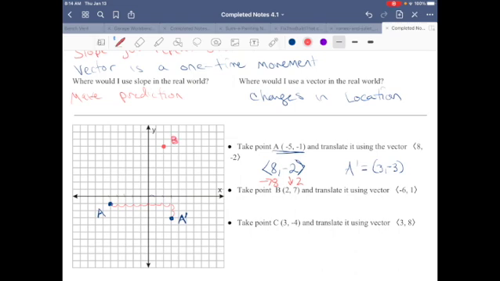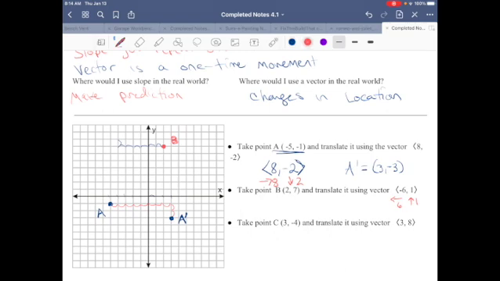And our vector says to go -6. So this is the horizontal component. So negative is going to be to the left 6. And this time our vertical component's positive, so we're going to go up 1. So let's count that out. Let's go 1, 2, 3, 4, 5, 6, and then up 1.